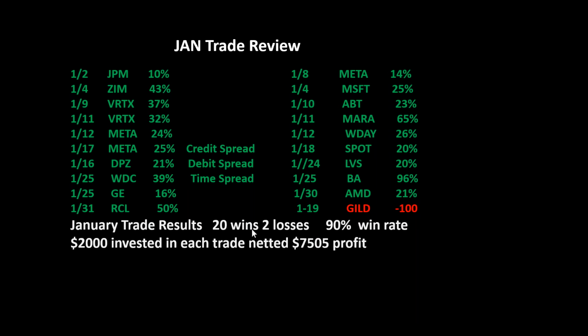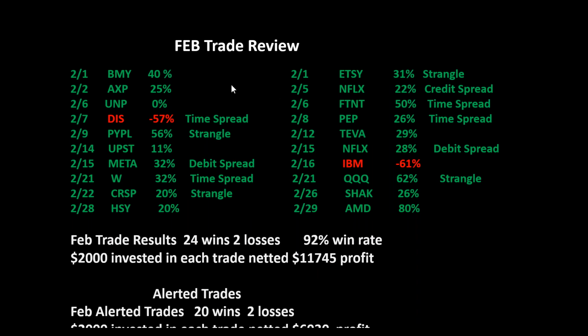We had January trades, 20 wins and 2 losses, 90% win rate. So if you invested 2,000 in each trade, it was $7,505 profit. February was our best month of 2024. Again, you can see the percentages: 40%, 25%, flat here, 11%, 56, but sticking right in there in the 20, 30, 40% range. February, we had 24 wins and 2 losses, 92% win rate, and 2,000 invested in each trade netted 11,745. This was a really nice month in February.